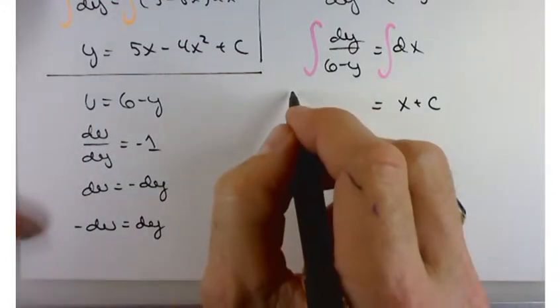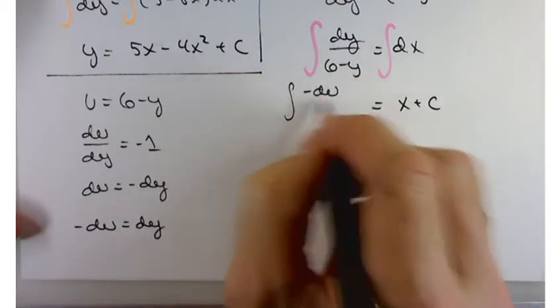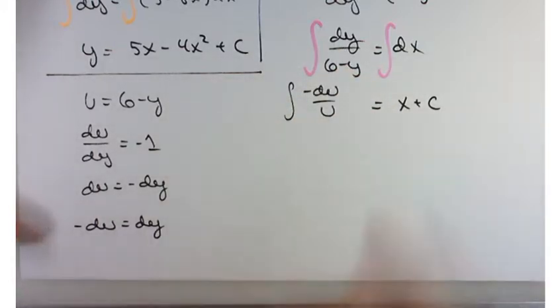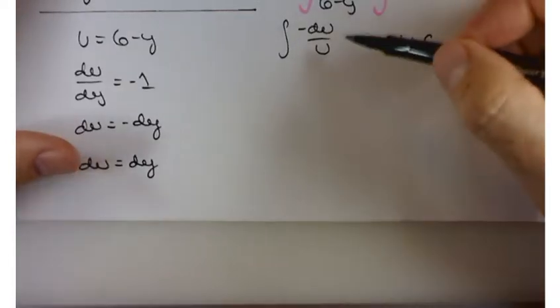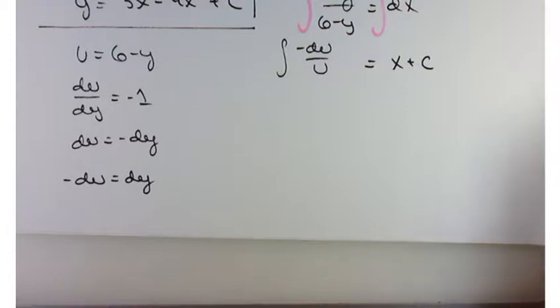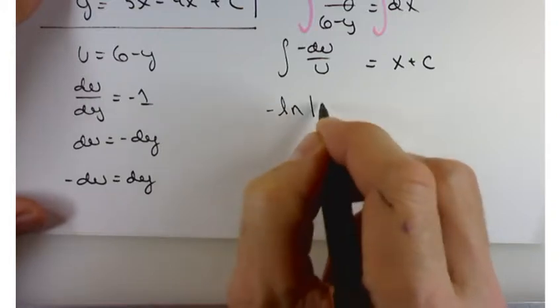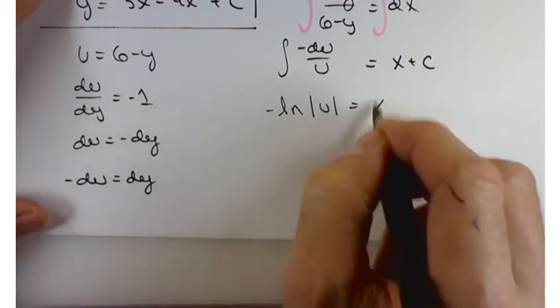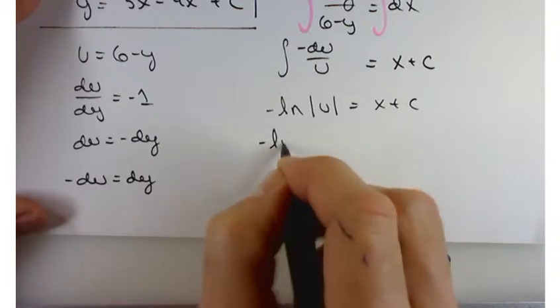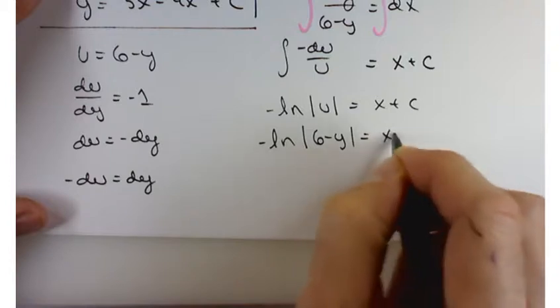Let's see if we made ourselves any progress. That's the integral of negative du over u. Did that help us out at all? Yes. What's the antiderivative of this? Natural log. So this is going to be minus the natural log of the absolute value of u equals x plus c, or minus ln of 6 minus y equals x plus c.